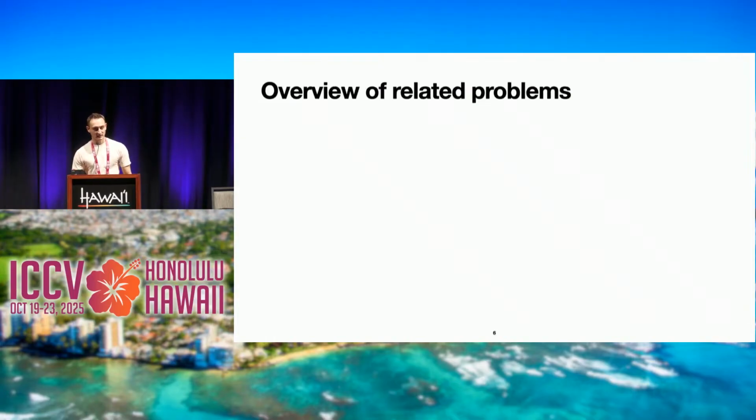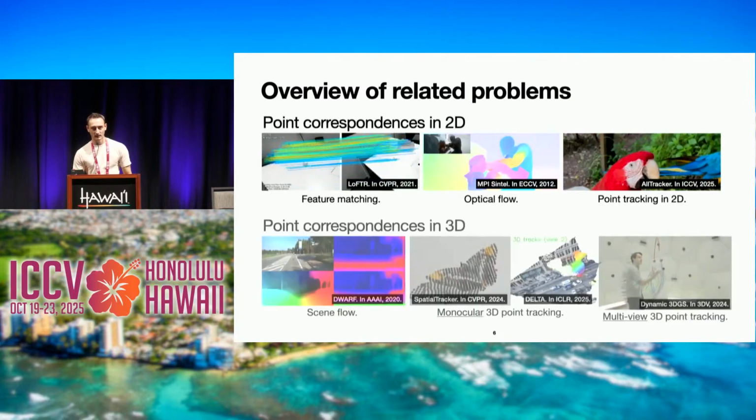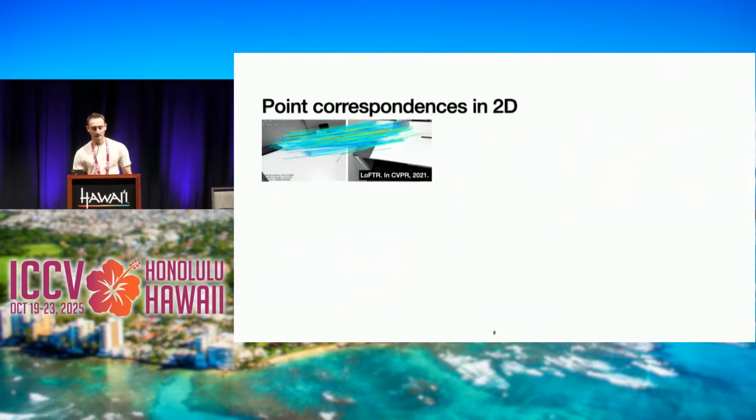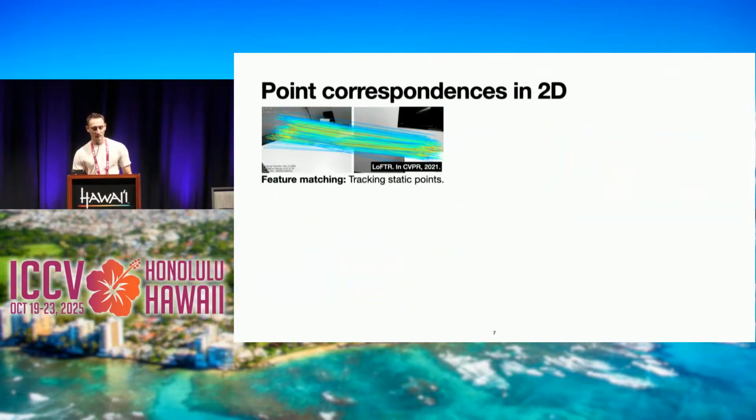First, I'll give you a systematic overview of point correspondence problems in 2D as well as in 3D. Starting in 2D, we have feature matching. A very important and very well studied problem, important for 3D reconstruction, structure from motion, etc. But it's only tracking static points.